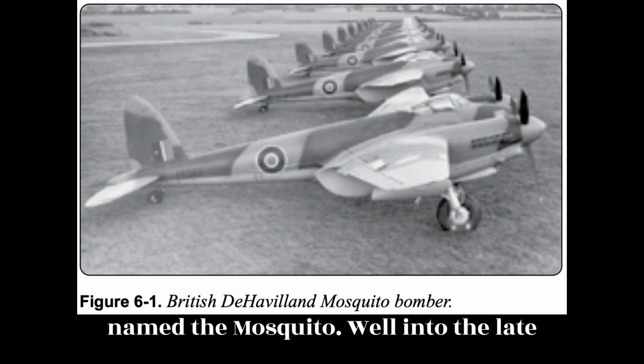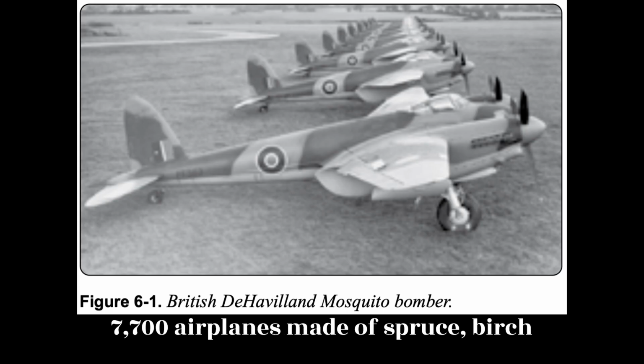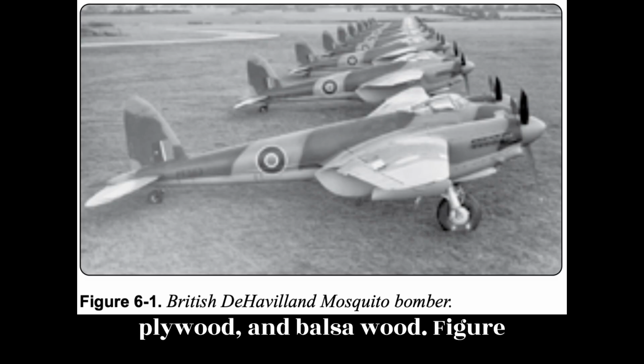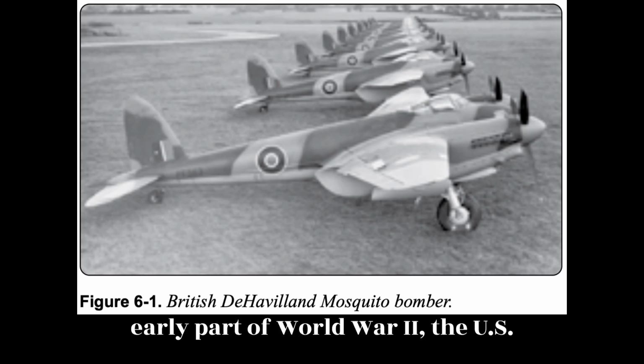In the late 1930s, the British airplane company de Havilland designed and developed a bomber named the Mosquito. Well into the late 1940s, de Havilland produced more than 7,700 airplanes made of spruce, birch plywood, and balsa wood. Figure 6.1.